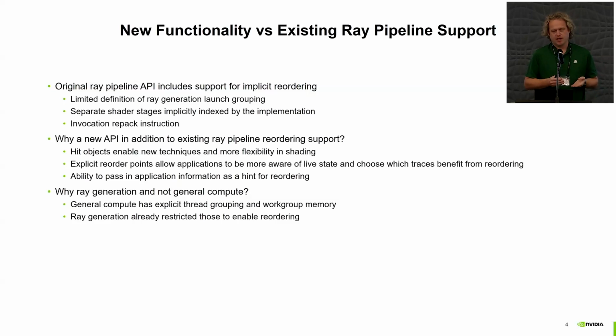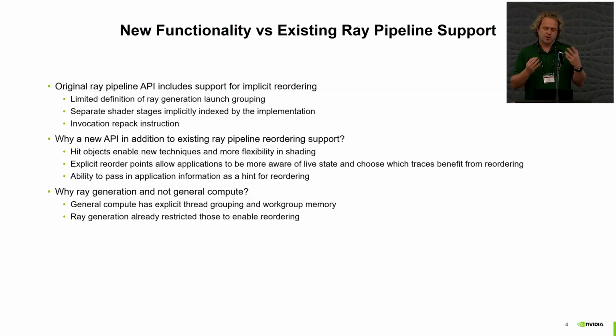Well, for one thing, there's more information that we can provide to provide better locality with this new hit object API for invocation reordering. And also the explicit reorder point gives a little more flexibility in the application to decide when reordering is a benefit and when it isn't, as well as allowing more functionality that I'll talk about later in best practices for new things that you can do with the hit object, even without reordering.